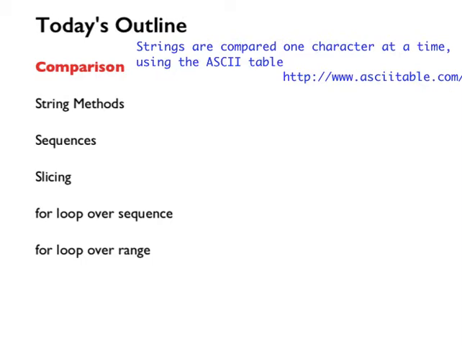As I said, strings are sequences of characters, and strings, when they are compared, are compared one character at a time using the ASCII table. During our demo in a little bit, I'll be showing you a website like this one that shows the ASCII table. The ASCII table is really old in terms of computer science. It's been around since the 1950s, and if you ever are in doubt about how the characters in strings are compared, all you've got to do is check out the good old ASCII table, and we'll show you that in a little bit.